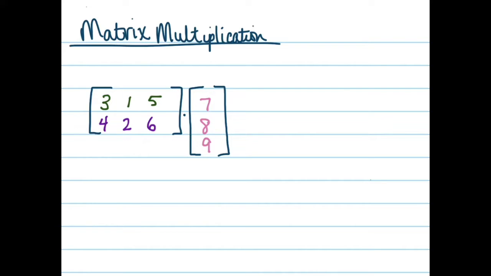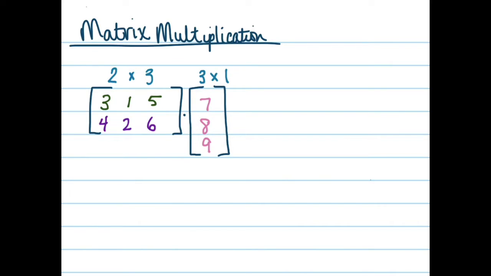So if I look at this first matrix, I have 3, 1, 5 in the top row, 4, 2, 6 in the second row. So that's 2 rows by 3 columns, because 3 and 4, 1 and 2, and 5 and 6 each are their own column. So that first matrix is a 2 by 3. When I look at the second matrix, I have 3 rows, and then I have 1 single column.